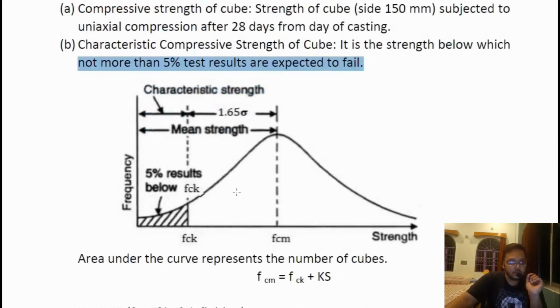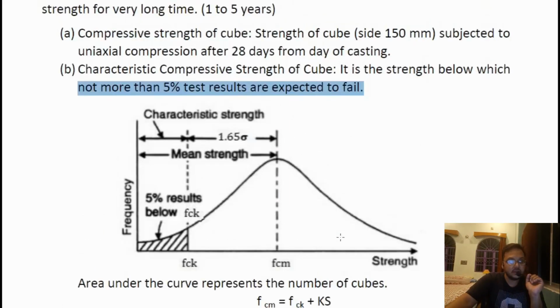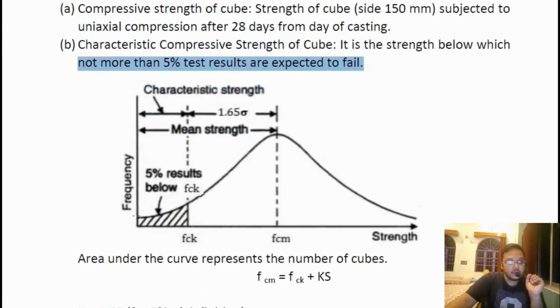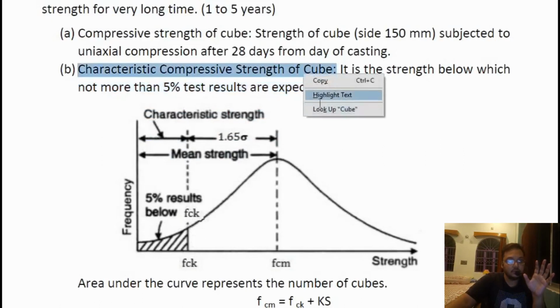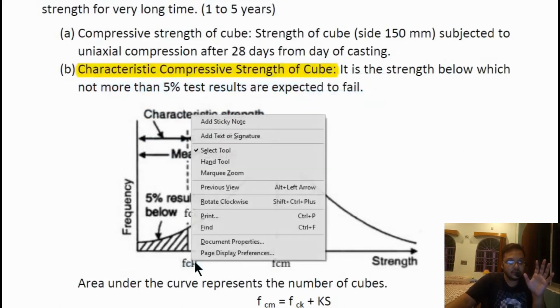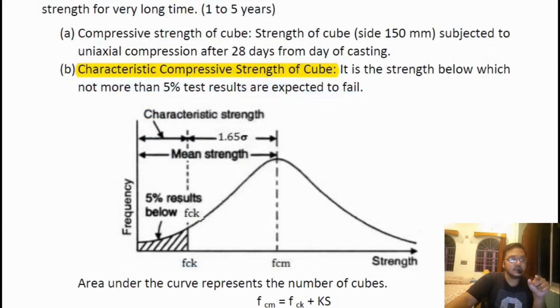So this is the graph which we are showing. Suppose this is the frequency, that is the number of cubes which we are taking, and FCK is the characteristic compressive strength and FCM is the mean compressive strength. If you are getting this type of curve, FCK is our characteristic compressive strength of the cube. Below this FCK, 5% of the results fail. Here you can see in the graph.